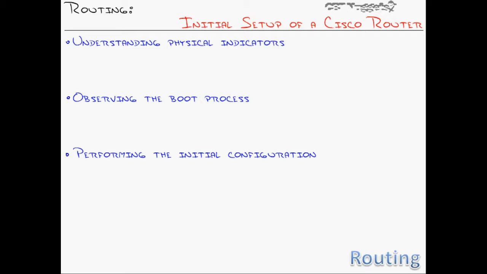Cisco did invent the router. Not many people know that, but they were the first to mass produce a router and allow people to buy them for production networks and so on. So that's the device that we're going to spend the rest of our time in this series on, routing.